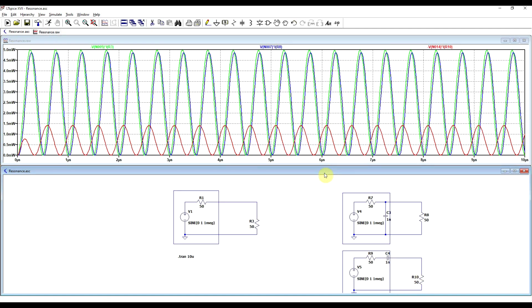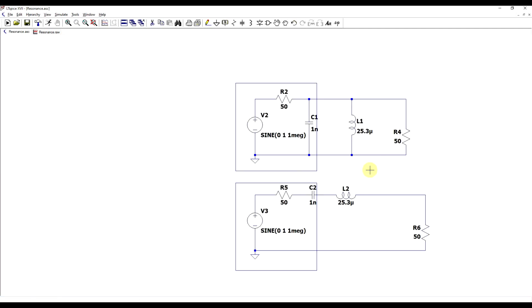So now let's see what's the effect when we add a matching reactance of different type. I have the exact same circuits as before, so 50 ohms with the 1 nanofarad. But now I also added an inductor that has the same reactance as the capacitor at our frequency of interest. So only at 1 megahertz, the equivalent reactance of the 25.3 microhenry inductor is equal to the reactance of the 1 nanofarad capacitor. The two are of opposing sign, so they should cancel out.